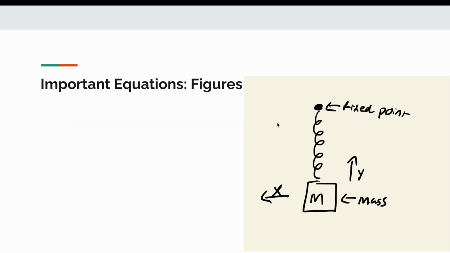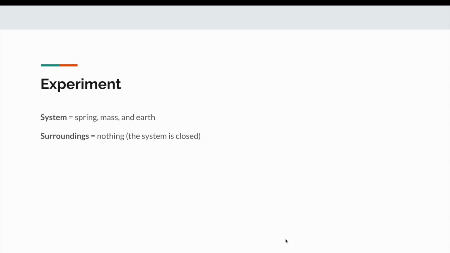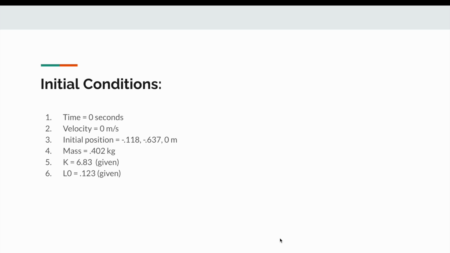So as you can see in this rough figure that I drew, the mass of the system can oscillate up and down, or it can oscillate left and right. Here's the system and surroundings for the experiment. The system is going to be the spring, the mass, and the earth, and the surroundings are going to be nothing. This is important because the system is closed and there will be no loss or gain of energy in the system. Here are the initial conditions for the experiment.